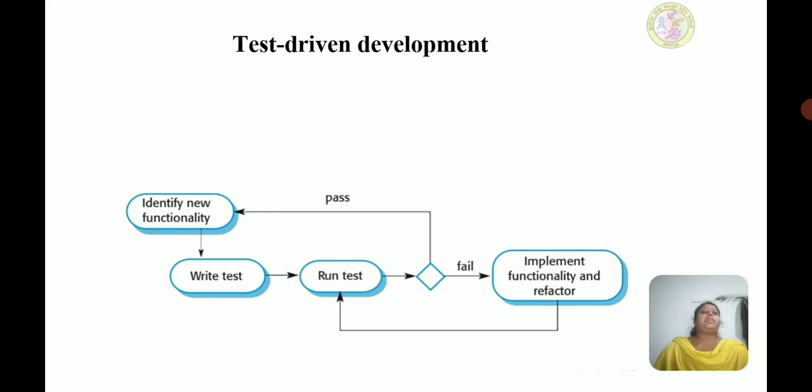The diagram shows the different functionality, to identify whether any new functions have come up. For those functions, we need to write the different test cases. After writing the test cases, you are supposed to run the test. After running the system, we check whether it works, that is true, or otherwise it fails. If it fails, we have to implement the functionality and refactor it. Otherwise, if it passes, we go back to the beginning to identify new functionality. After implementing the functionality, we again run the system.